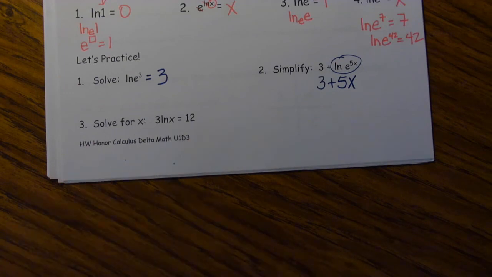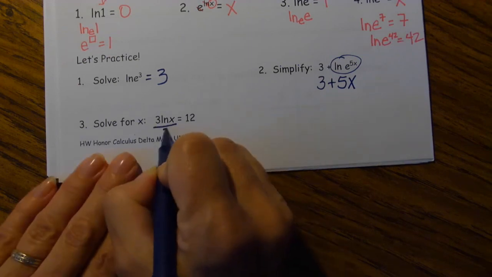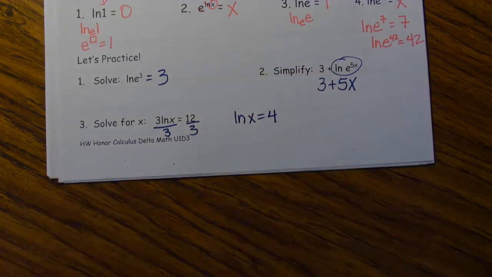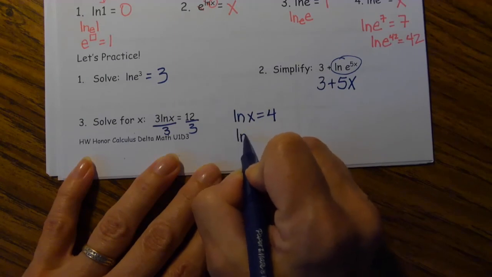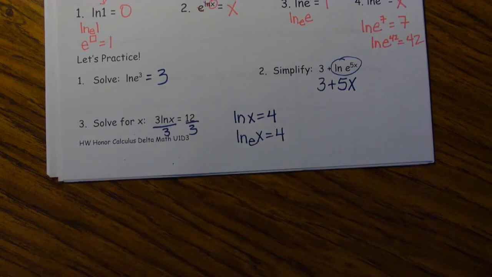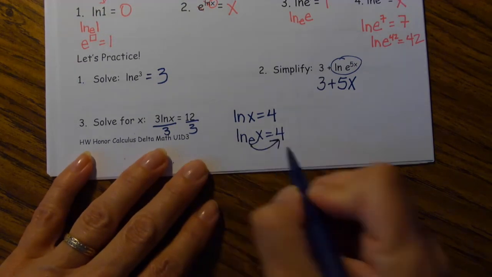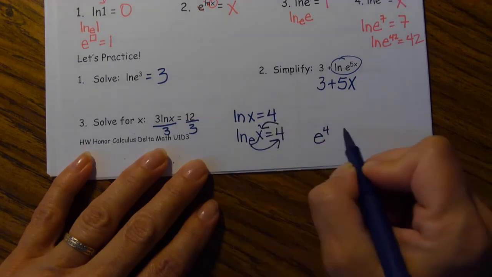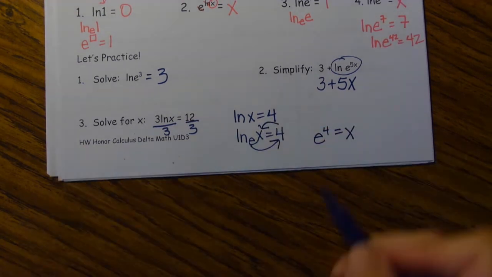And lastly, this guy right here. What would you do first with this? You want ln x by itself. So what do we do? Divide by 3. So now I have ln x equals 4. How do I get the x out? Remember, what is the base with ln? E. Do you remember how to solve these when there's an equal sign? You swoop, right? You go, whoosh, so e to the fourth equals x. Oh, I have x by itself.